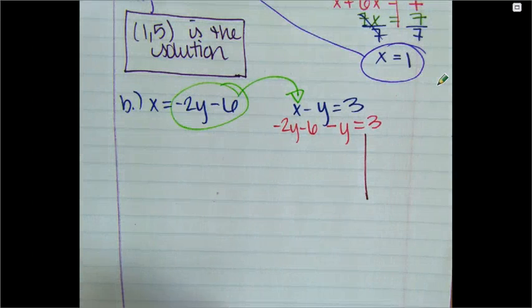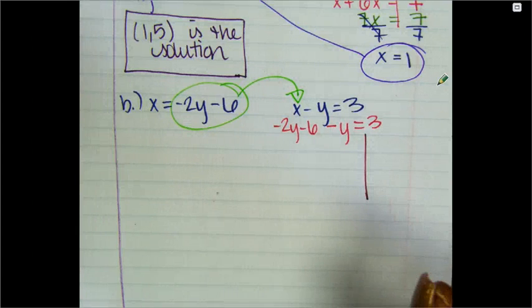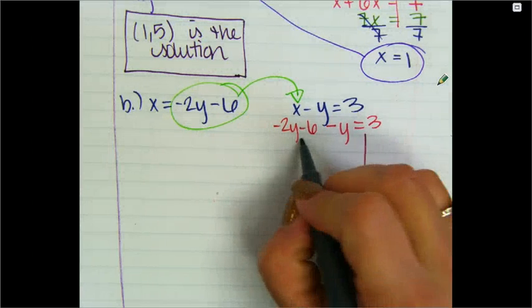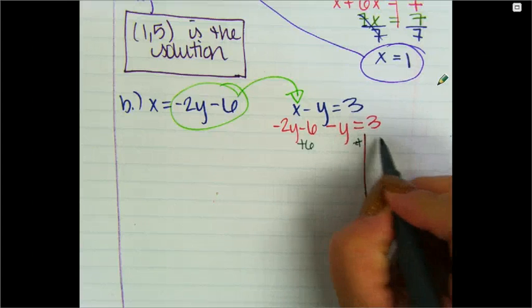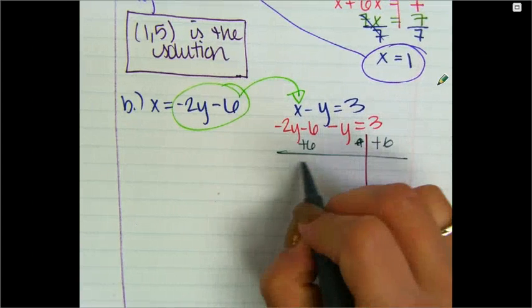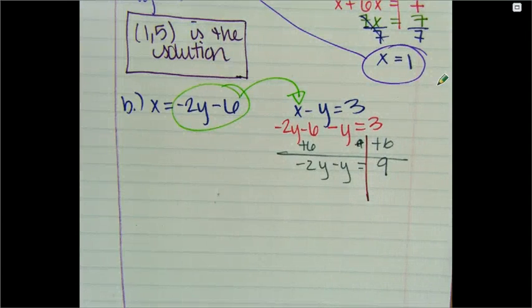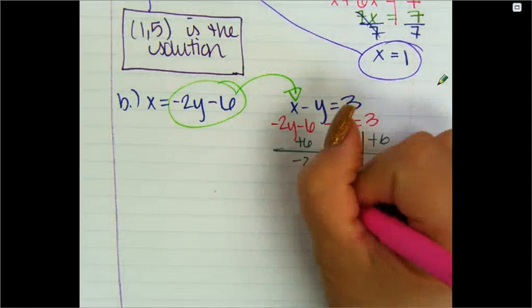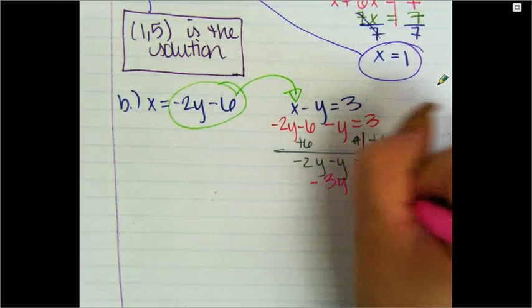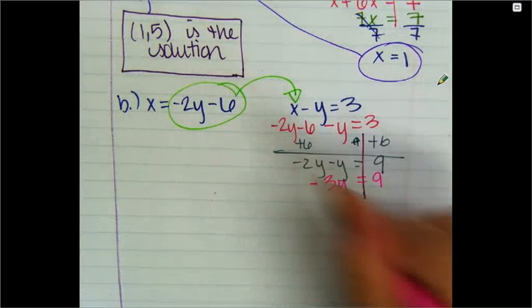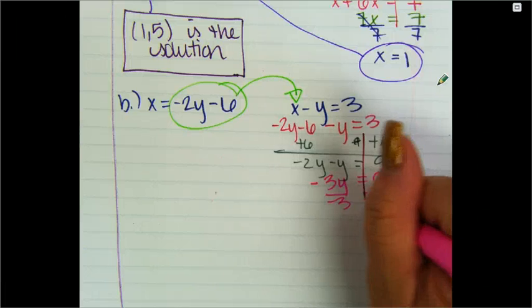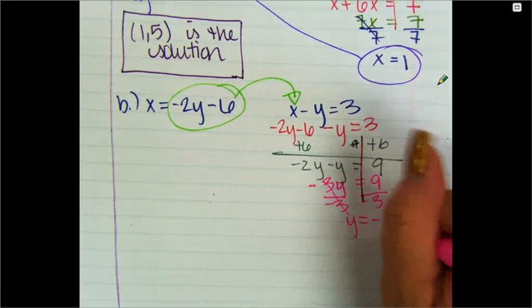You can do a couple things. What did you do? Yeah, wonderful. How'd you do that? You added 6 to both sides? Okay, that's fine. So I get negative 2y, negative y equals 9, yes? And then I said negative 2y, negative y is negative 3y equals 9. Divide both sides by negative 3, and y equals negative 3.